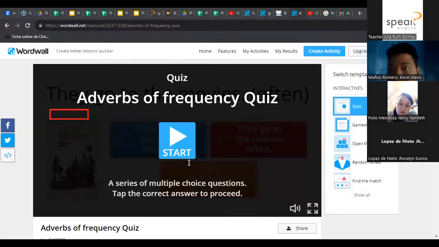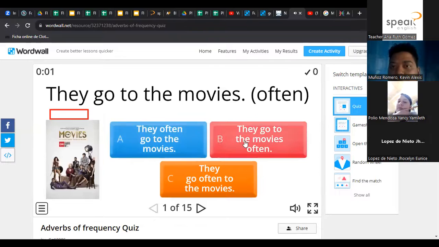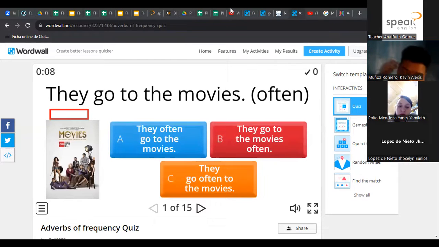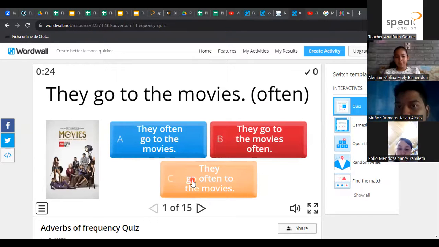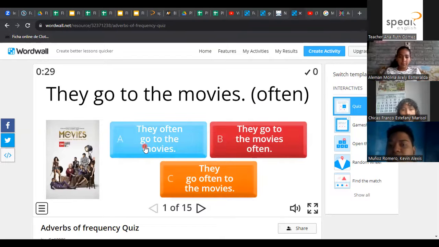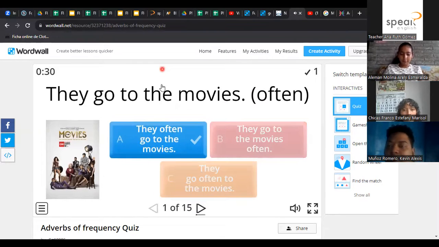You have to decide. You have 3 sentences. You have to decide which sentence is correct and has the adverb of frequency in the correct position. For example, we're going to do the first one together. We're going to do number 1 together. They go to the movies, and the adverb of frequency is often. Now, which is the correct sentence? A, B, or C? Pay attention to that. Letter A. They often go to the movies? Yes. Excellent.